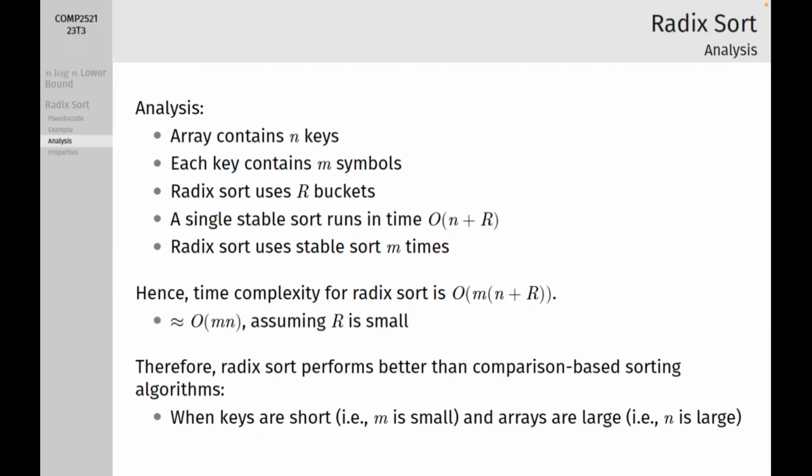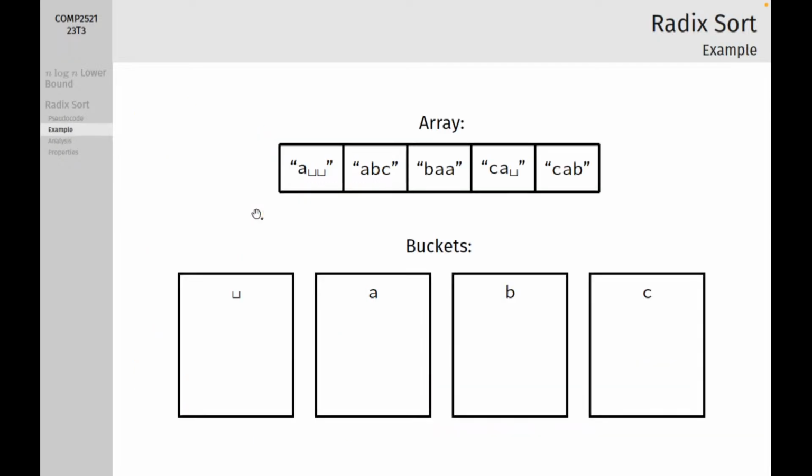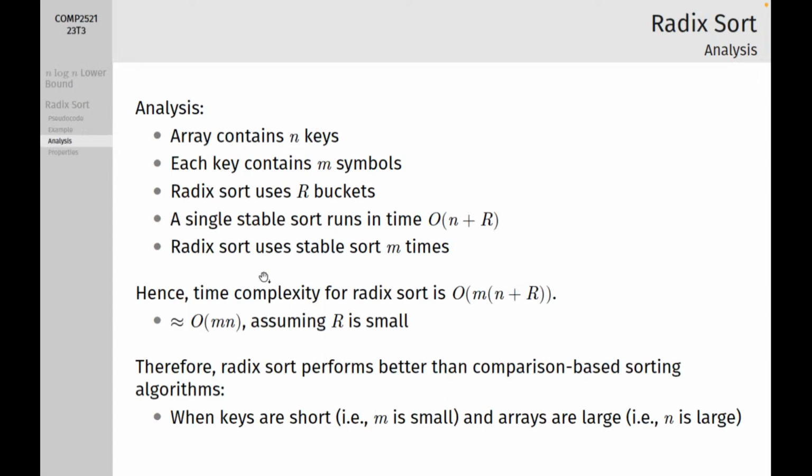Yeah, so, all right, so the array contains n keys. Each key contains m symbols, right? And the radix sort uses r buckets, right? Actually, here it uses 4 buckets, not 3, but r plus 1, you know, close enough. Radix sort uses r buckets, a single stable sort.